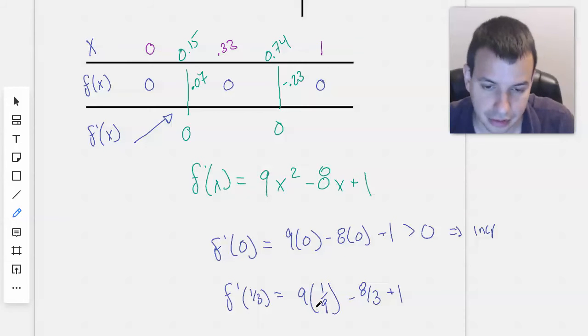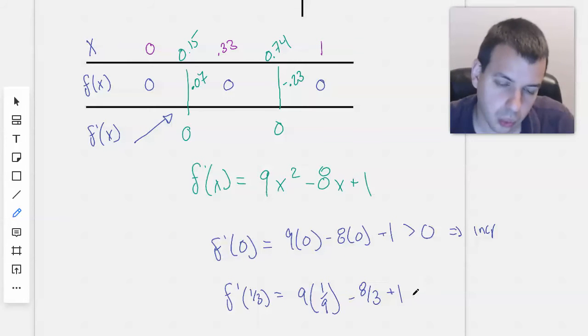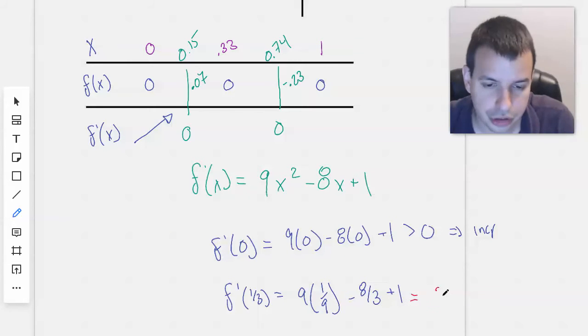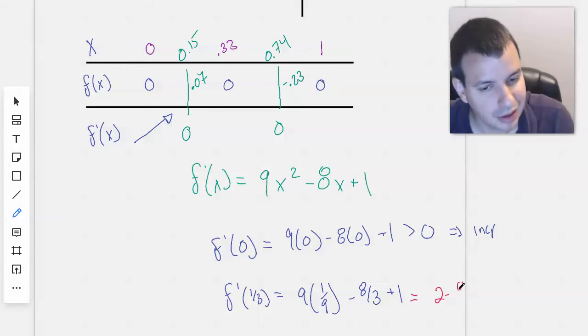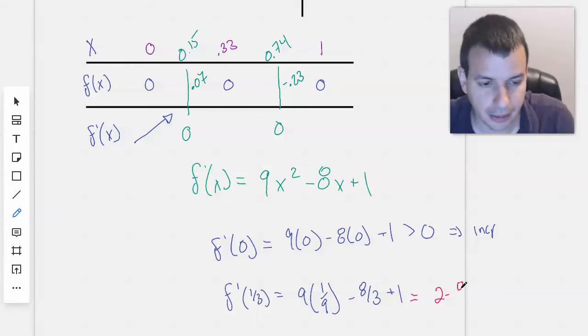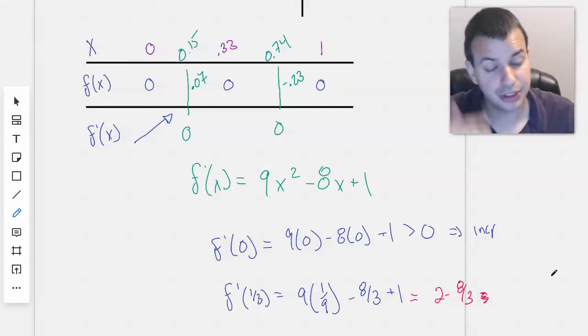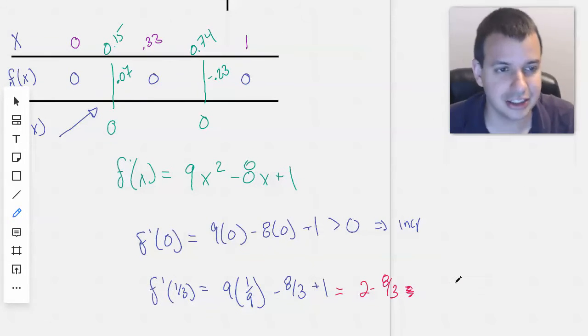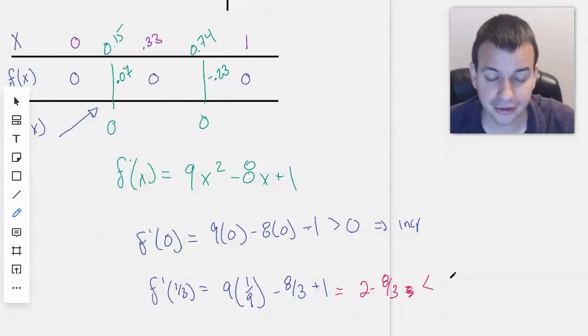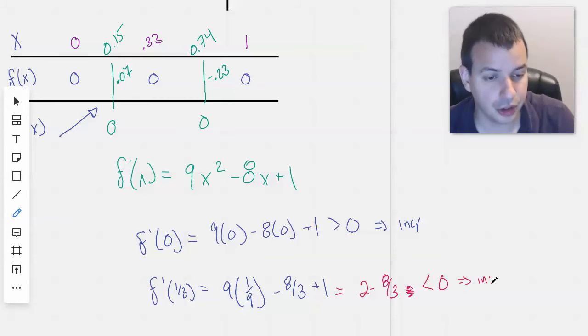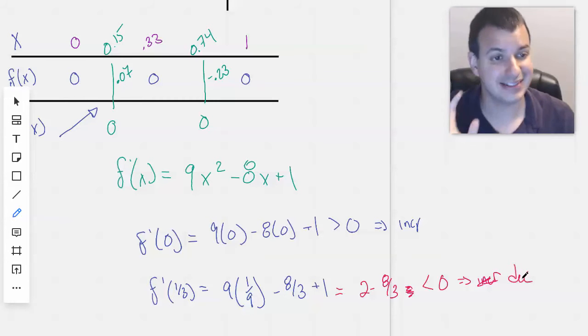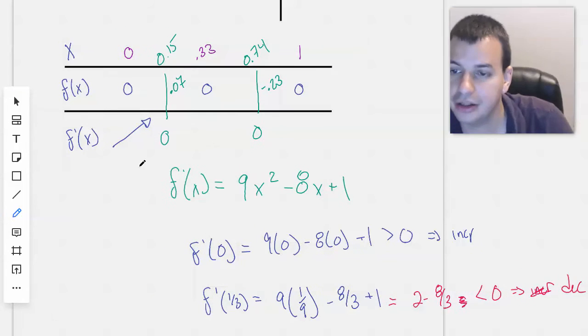So we have 2 minus 8/3. 6/3 would be 2, so 8/3 is greater than 2. Therefore 2 minus 8/3 is less than 0. Therefore the derivative will be negative, therefore it's going down. And so what I do here then is draw this down.